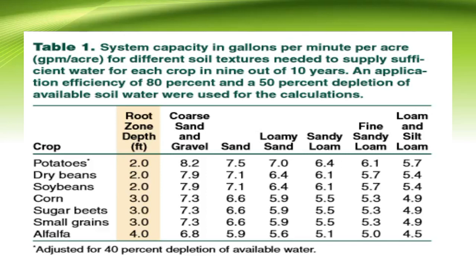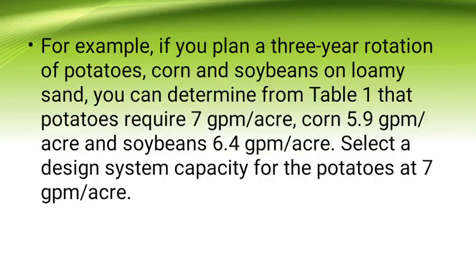And it is calculated for root zone depth, coarse sand and gravel, sand, loamy sand, sandy loam, fine sandy loam, loam and silt loam. For example, if you plan a 3-year rotation of potatoes, corn, and soybeans on loamy sand, you can determine from Table 1 that potatoes require 7 GPM per acre, corn 5 GPM per acre, and soybeans 6.4 GPM per acre. Select a design system capacity for the potatoes at 7 GPM per acre.